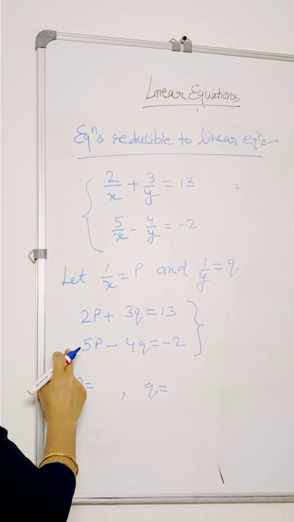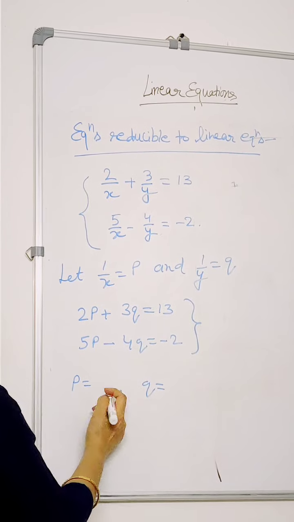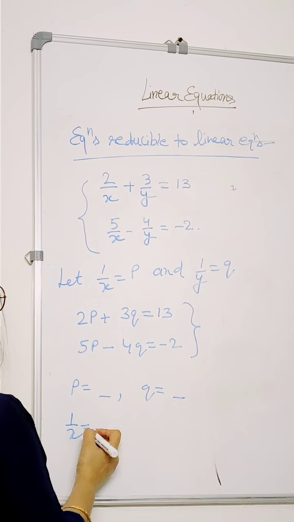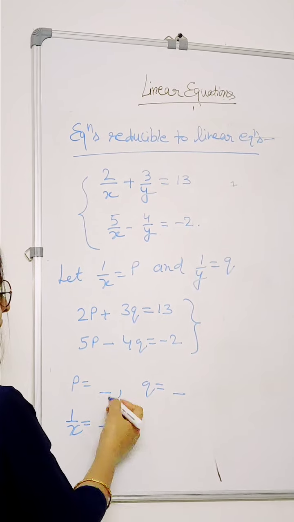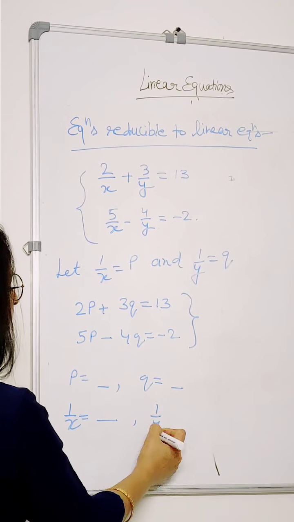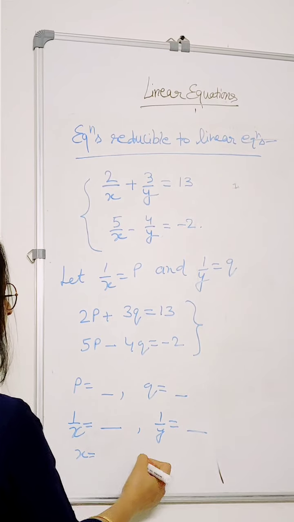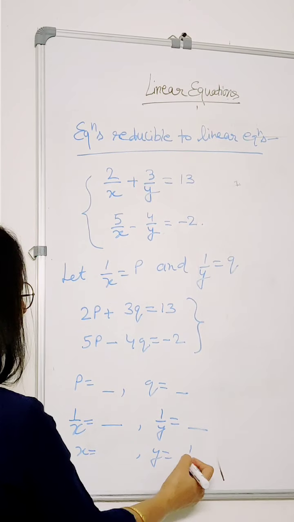After solving these two equations, we find the values of p and q, and in the end we substitute that 1 upon x is equal to whatever the value is, and 1 upon y is equal to whatever the value is, and x is equal to the reverse of this, and y is equal to the reverse of this.